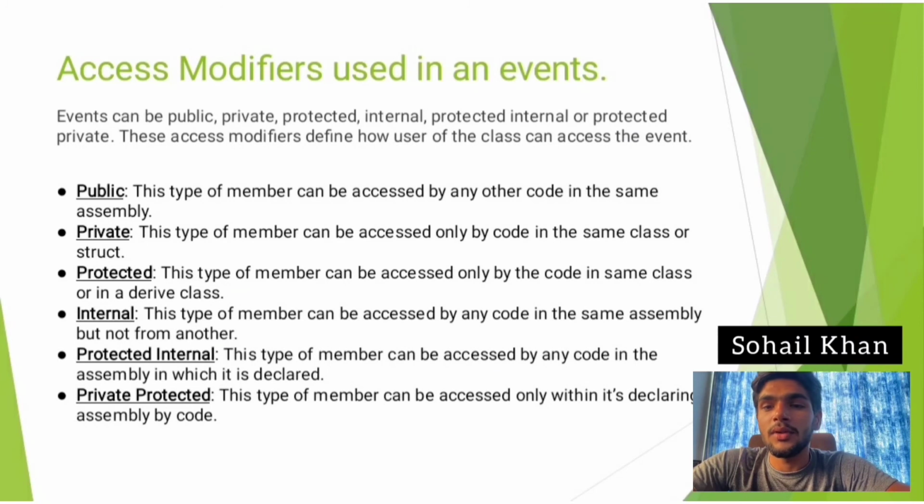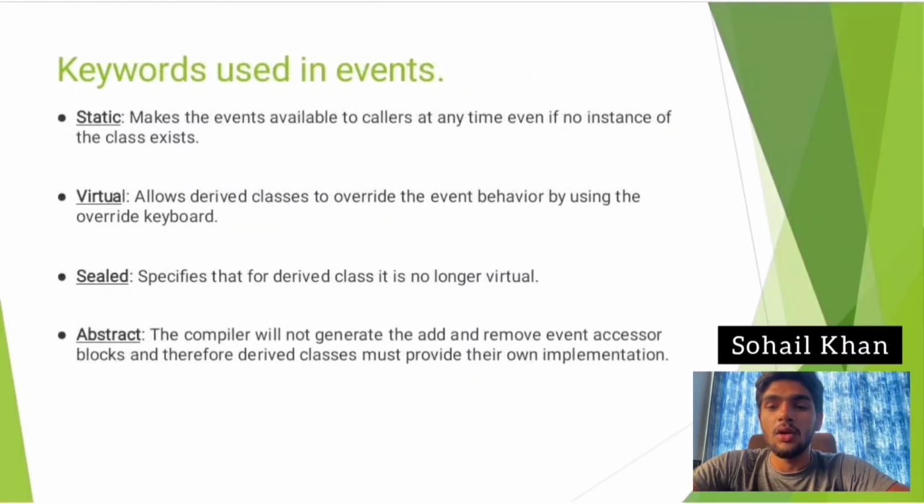Public: this type of member can be accessed by any other code in the same assembly. Private: this type of member can be accessed only by code in the same class or structure. Protected: this type of member can be accessed only by code in the same class or in a derived class. Internal: this type of member can be accessed by any code in the same assembly but not from another. Protected internal: this type of member can be accessed by any code in the assembly in which it is declared. Private protected: this type of member can be accessed only within its declaring assembly by code.